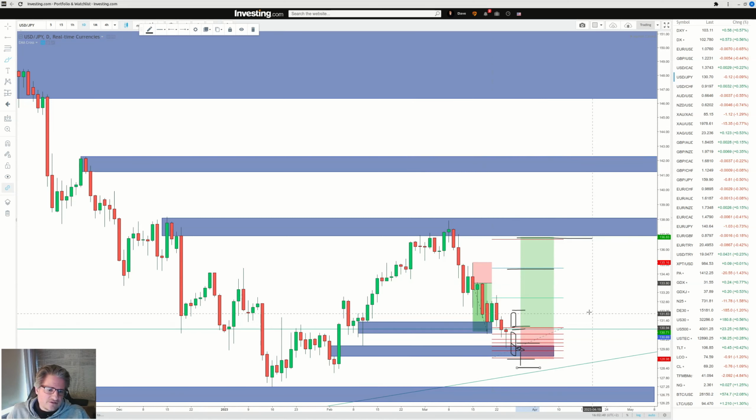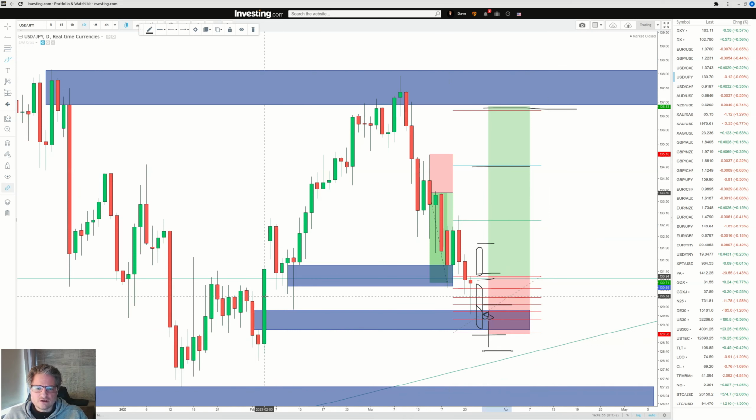Yeah, so that's basically how I'm gonna see if I can get a trade. But this pin bar, although it looks very good, it's on this kind of support level. I don't think it's good enough, especially because we still have some imbalance here.